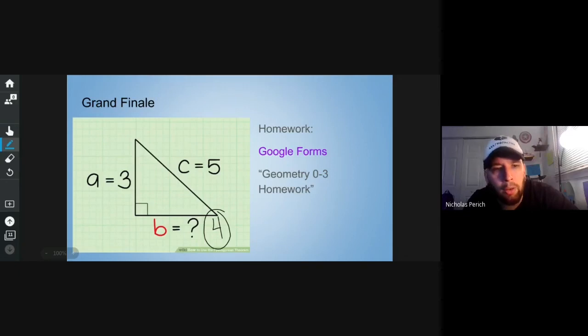This is a special type of triangle called the 3-4-5 triangle. As long as 5 is your hypotenuse and one of the other sides is 3 or 4, that's what you're going to get. We'll talk about that later in geometry. We're going to go over several types of Pythagorean triple triangles. Boy, try saying that fast three times.